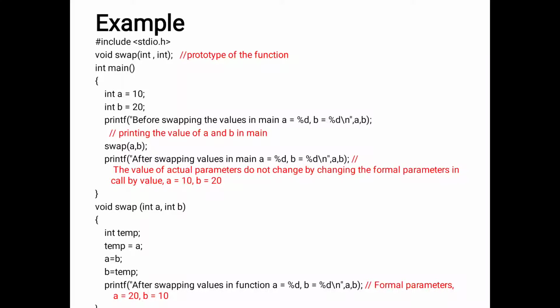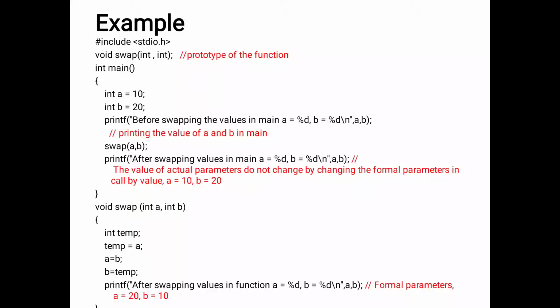Here you see the changes: int a comma int b. So here there is a change of parameter list in the formal parameter. So this is the actual parameter. Here this is a formal parameter. So I'll use int a comma int b. Same thing, you should declare one temporary variable, that is temp is equal to a, a is equal to b, b is equal to temp. After swapping all these things, in the formal parameter, a should be replaced as 20 and b is replaced as 10. So it changes the value.